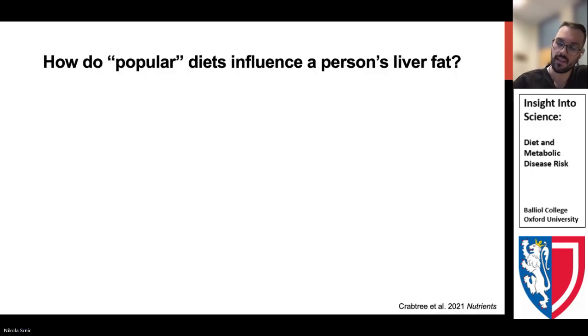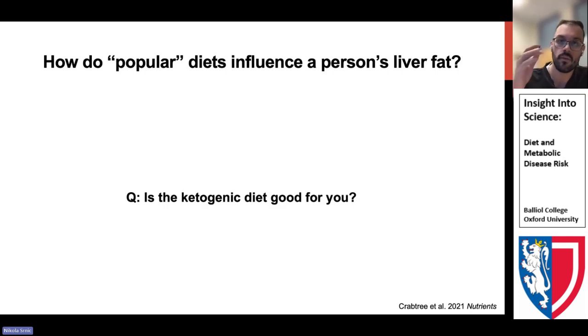So the last study we're going to look at today is a bit of a popular diet that comes up in social media. And it's going to be the ketogenic diet. So the first question I'm just going to ask, and you can answer in the chat if you want, or you can just answer in your head, is the ketogenic diet good for you?